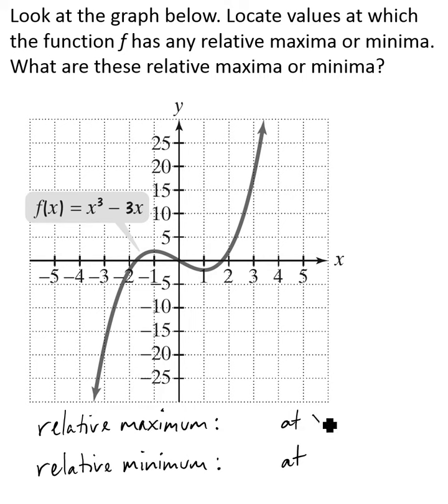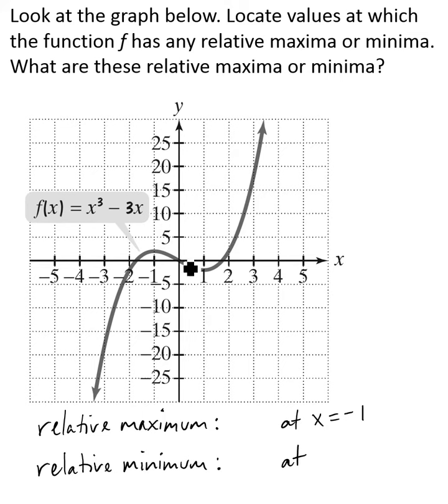So this question kind of had two parts. I'm basically answering the second part first. It says to locate values at which the function has any relative maxima or minima. So it has a relative maximum at x equals -1.